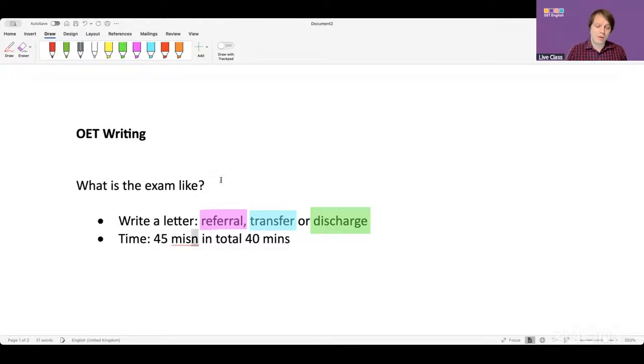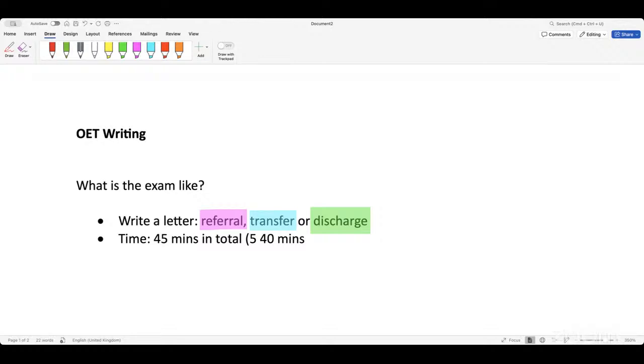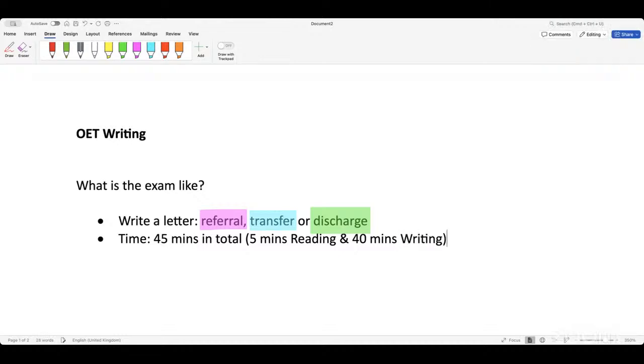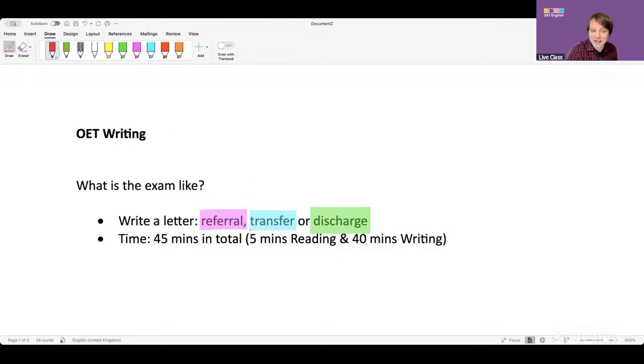And what happens at the start, everyone? Can I write straight away, Joanne? No. 5 minutes reading only, right? Reading. Yeah. Then there's 40 minutes writing. Right. So these are some very basic things about OET writing. You get three letter types if you're a nurse or a doctor officially, and then if you're other professions, there's other types. The exam itself is 45 minutes in total, but you're getting 5 minutes of just reading, and then you're getting 40 minutes of just writing.